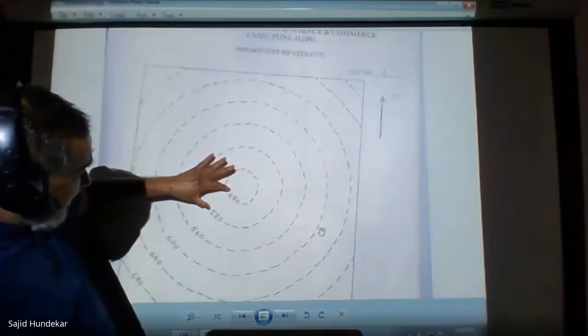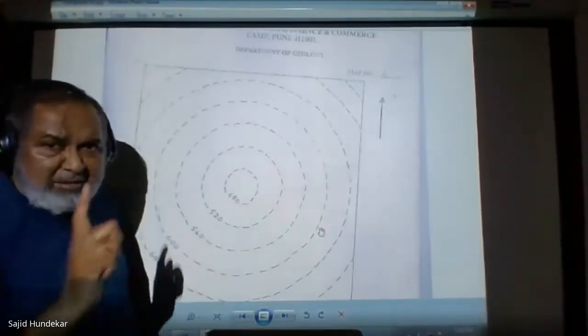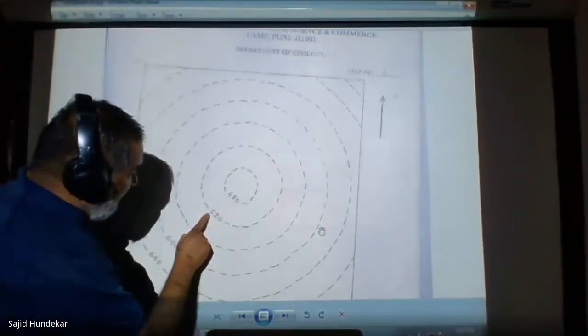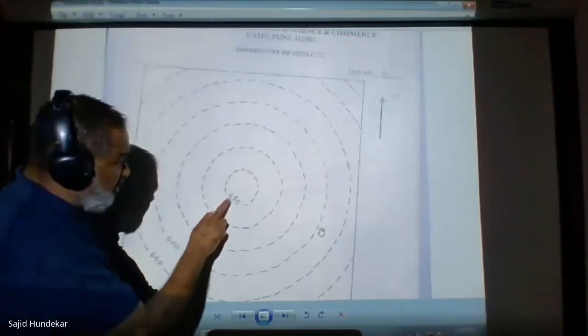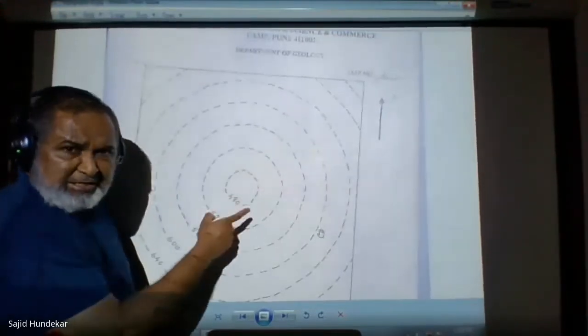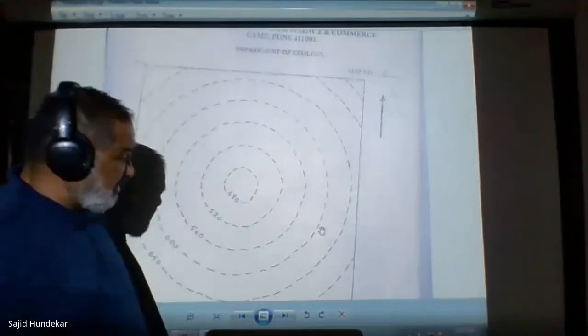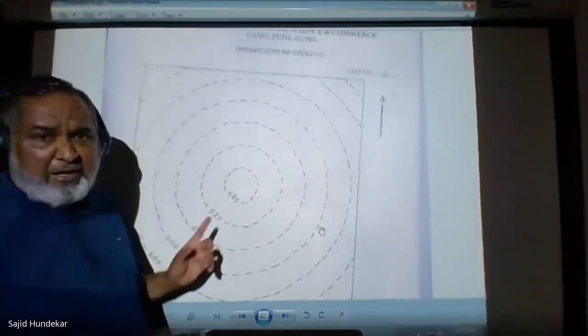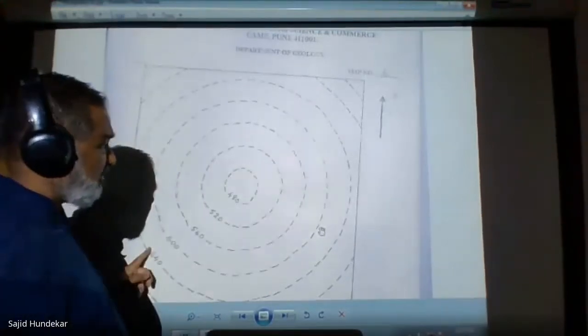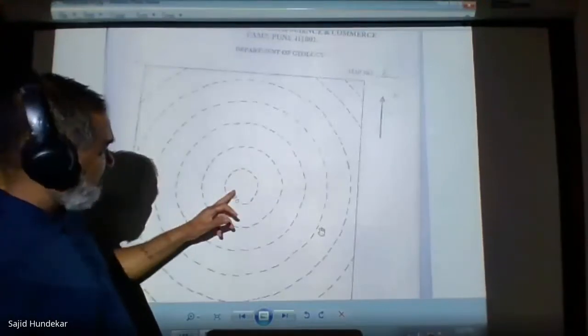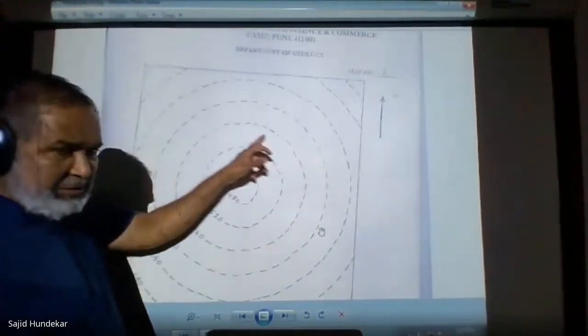Now here, what is the contour interval? Here it is 40 meters. 480 and then 520, so the distance between two successive contours is 40 meters. So that is the second point. It is a closed, concentric, circular pattern. The second one, all contours are equally spaced.